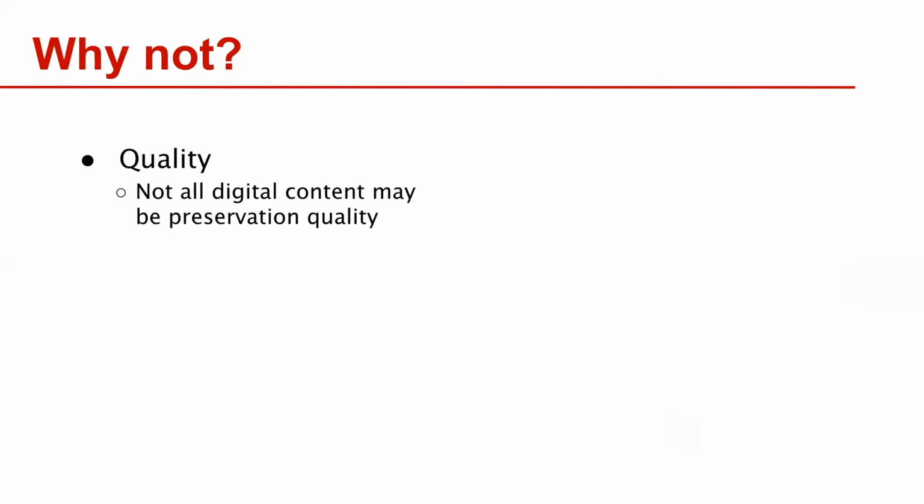So why can't we keep it all? Some reasons we may not be able to keep everything is quality. Not all materials may be of preservation quality. Think about blurry images. If you have both blurry and non-blurry images of an event, do you need to keep the blurry ones? What about drafts of final reports? Are they important? For reports, probably not. For a book, maybe.